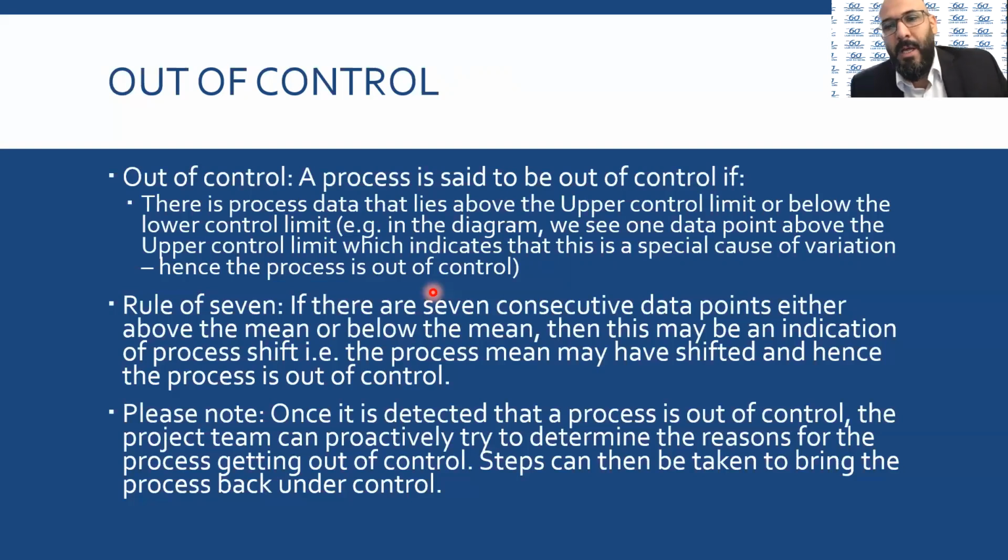Please note, once it's detected that the process is out of control, the project team can proactively try to determine the reason for the process getting out of control. Steps can be taken to bring the process back under control. So you could maybe recalibrate the machine, you could maybe give training, you could maybe provide a faster technology, a faster computer or a faster machine that will help you to stay within the control limits.